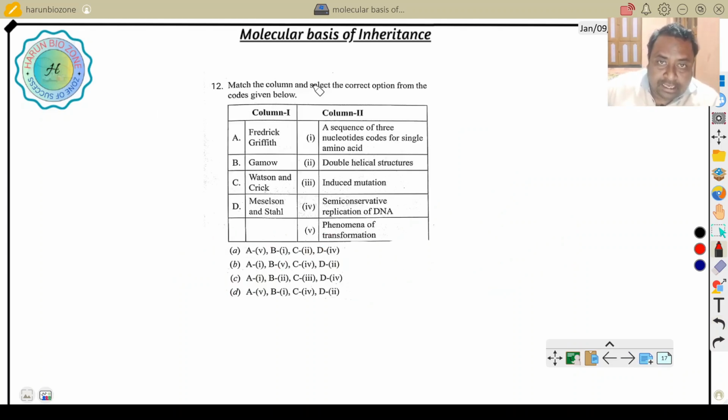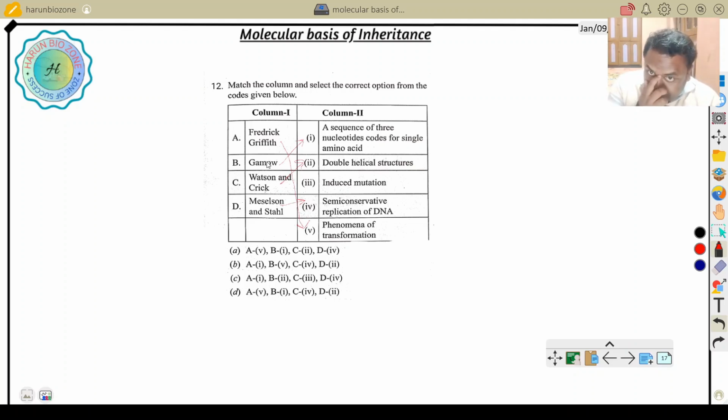Next question is, match the column and select the correct option from the codes. Frederick Griffith did the experiment on mice to prove that DNA is the genetic material, the phenomenon of transformation. Gamow: in the Watson and Crick double helical model, Meselson and Stahl showed the semi-conservative mode of replication, and Gamow, a sequence of 3 nucleotides codes for a single amino acid, that is the genetic code.